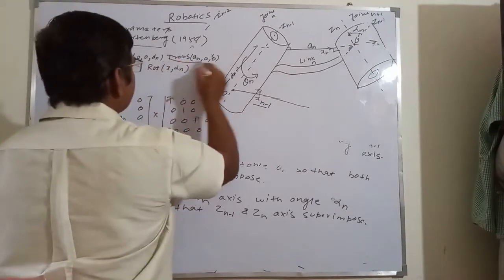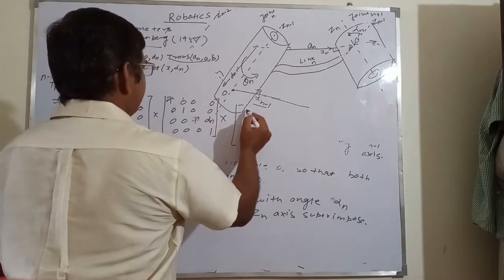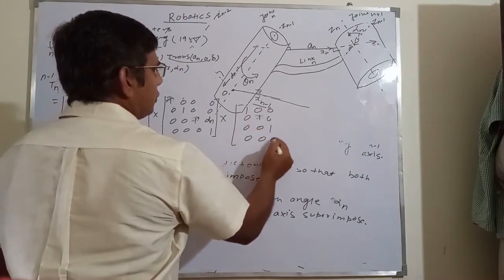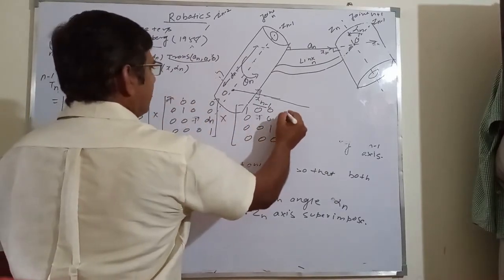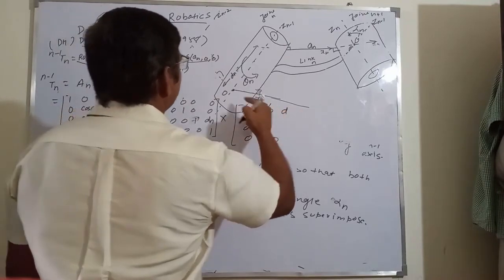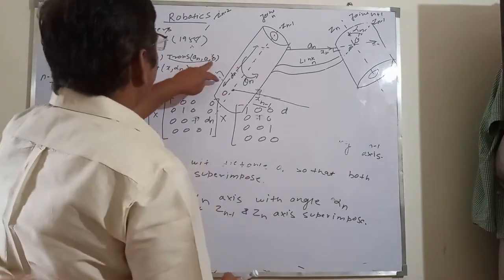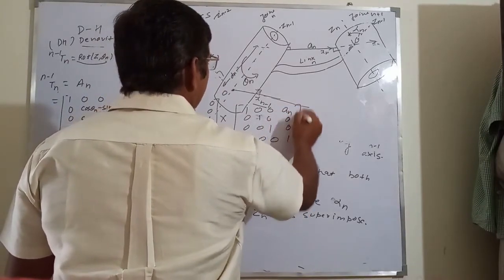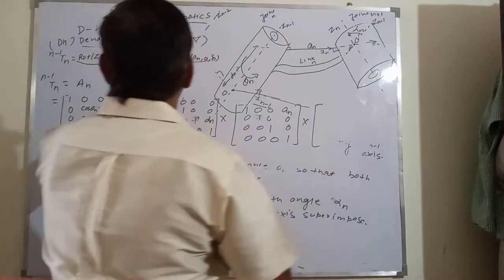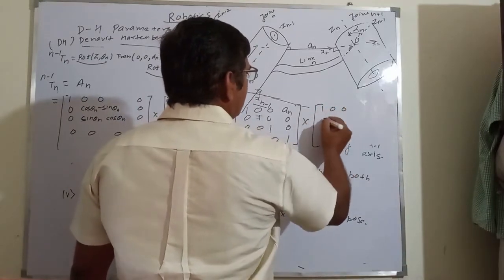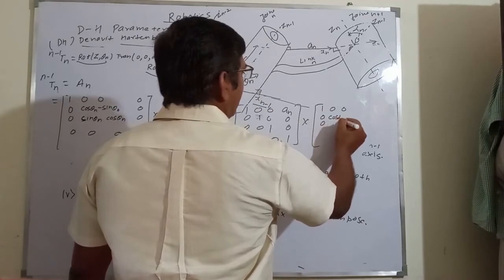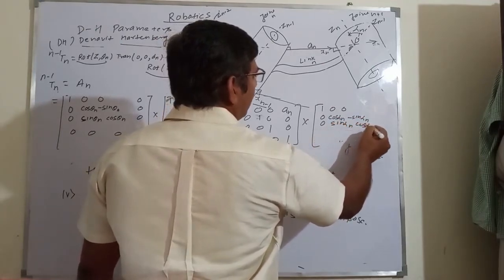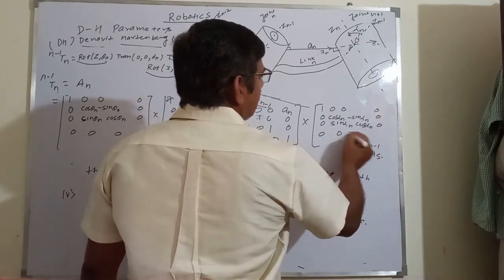Now the third one, again the same identity structure, but here we have the translation an along x. Finally we have the rotation about x: 1 0 0 0, then cos of alpha n, minus sin of alpha n, sin of alpha n and cos of alpha n, and 0 0 0 1.